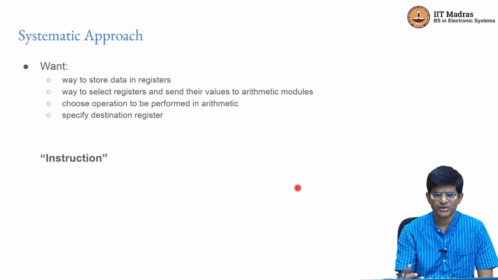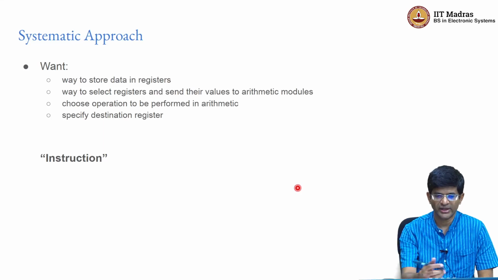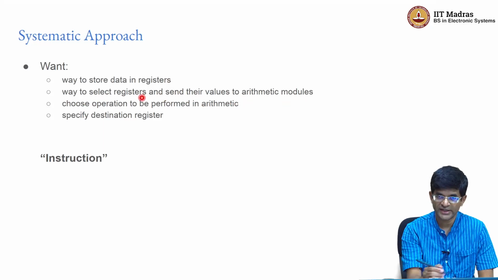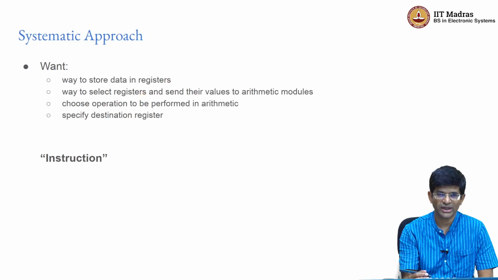But we want to go about doing this in a systematic way. We want to be able to store data in registers. That actually comes considerably later, not immediately now. We want to be able to select these registers and send their values to arithmetic modules. So we know how to select registers, but we would like to have some systematic way by which I can convey that information to my hardware. We also want to be able to send those values as inputs to the arithmetic module, which looks like it's basically a wiring problem. I just need to connect things together.